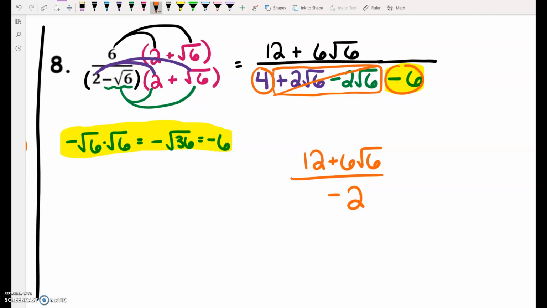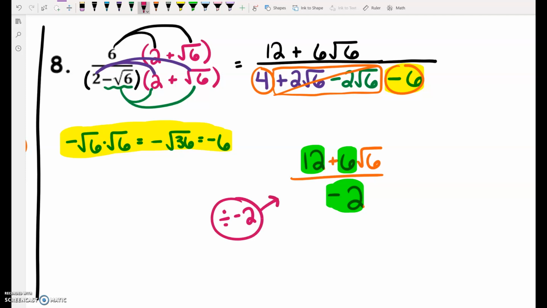I would take this as a correct answer, but of course, Big Ideas would never take this as a correct answer. There's a couple things going on here. First of all, there's a negative on the bottom, but also look at these whole number pieces. Do 12, 6, and 2 have anything in common? 2. Let's divide everything by negative 2. That's my strategy for simplifying this thing.